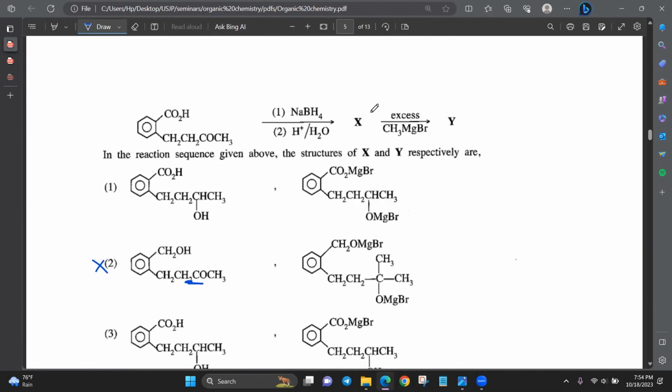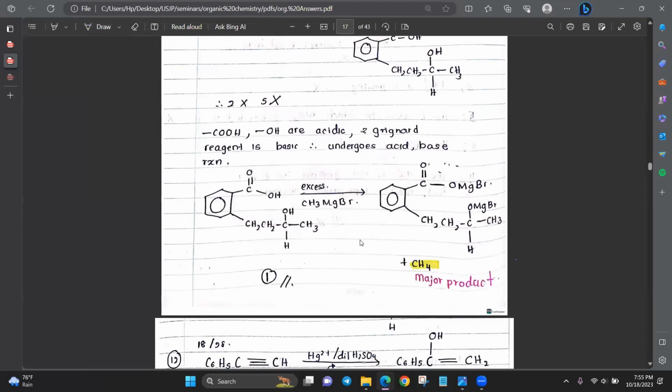Right? So now we have our X. Now for that X, we are adding excess Grignard reagent. Now what will happen? We'll check. Grignard reagent can act as a strong base, I said. So if there are acidic hydrogens, Grignard reagent will react with them. Now carboxylic acid has this acidic hydrogen here, right? So because of that, this MgBr will get attached. I explained the mechanism earlier. And in the alcohol also, the MgBr will get attached and this will be the product formed.